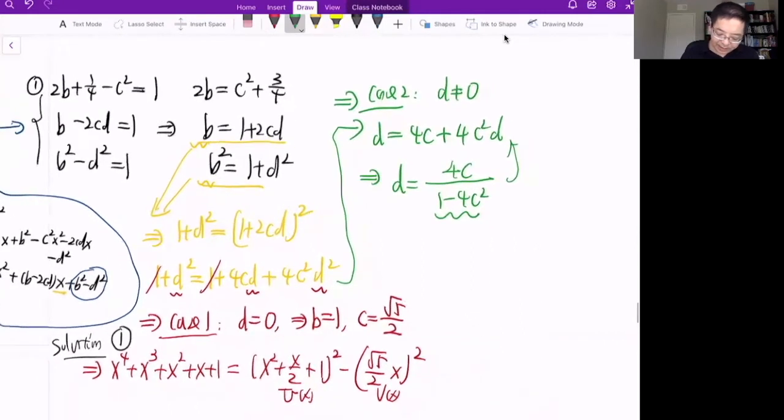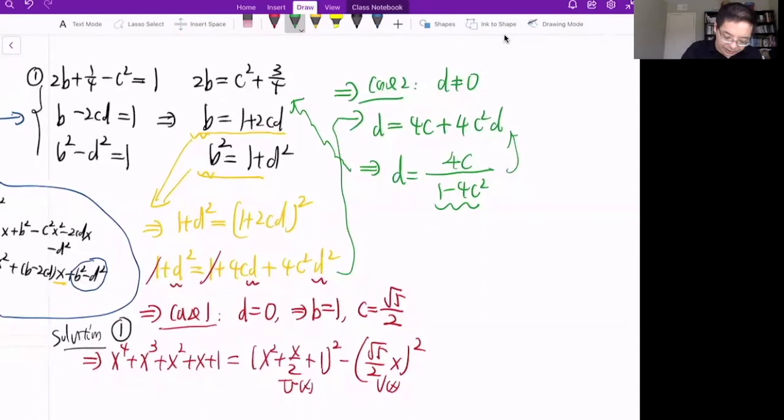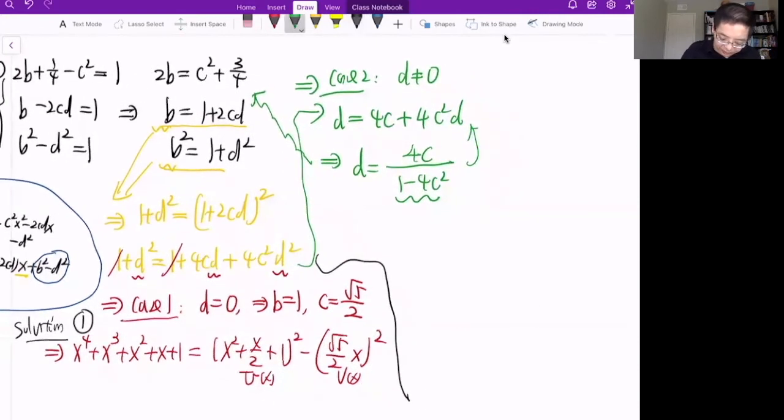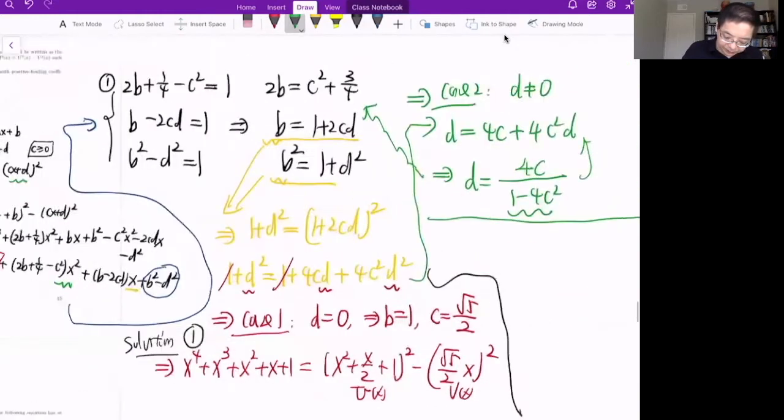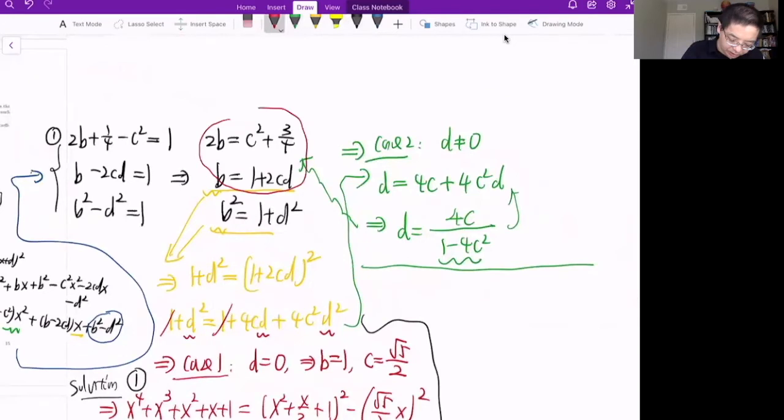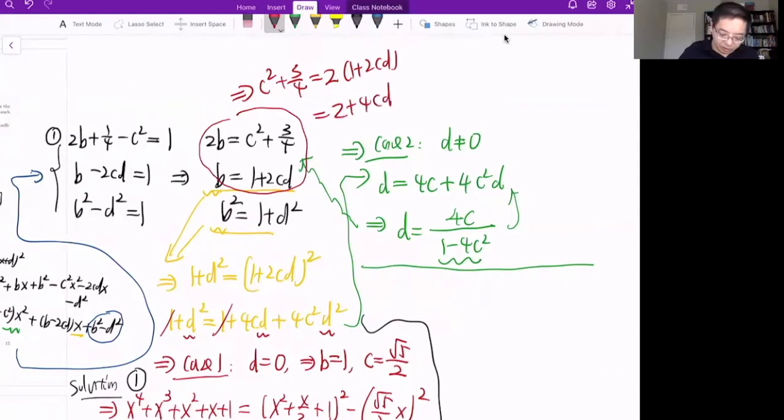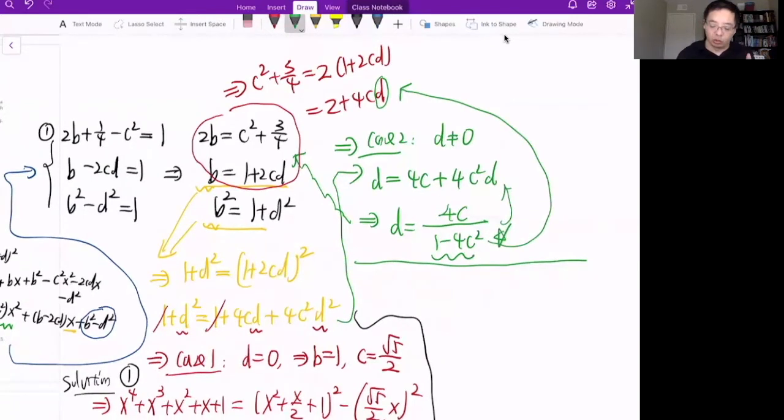All right, so this is what I have. Okay, so what's next? The next is I'm going to put this back into these two equations, right? I'm going to set up the equation for c. Since I have 2b plus c squared equals... so I have the 2b. Based on these two, I will get c squared plus 3 over 4 equals twice 1 plus 2cd, which is 2 plus 4cd, right? Then I can just plug in this d, replacing d by the expression I get here, and this will give me an equation of c. Okay, this looks a bit tedious, but it's doable, so let's do it.